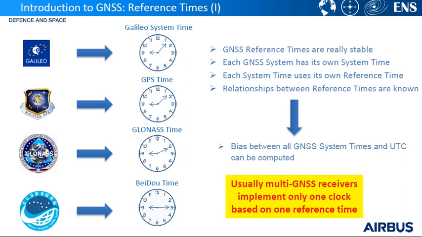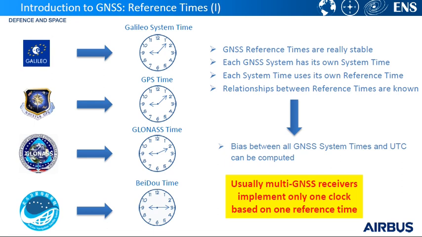GNSS is mainly known for its positioning capabilities. However, it is also a source of precise time. Each GNSS uses its own reference time. Relationships between reference times are known. Bias between all GNSS system times and Coordinated Universal Time, UTC, can be computed.